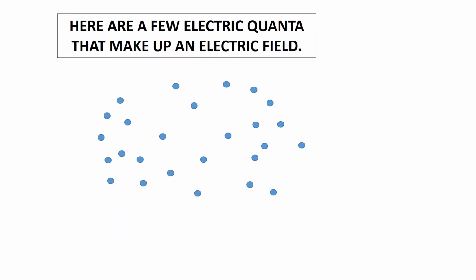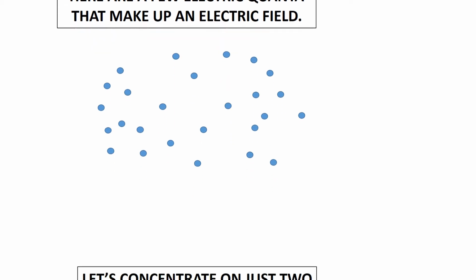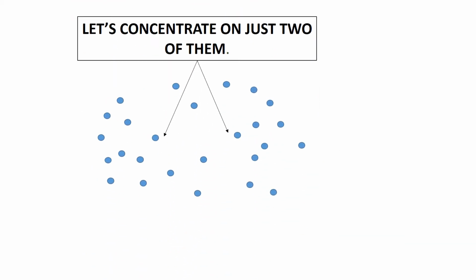Here are just a few electric quanta that make up an electric field. They are, of course, incredibly highly magnified, but we need to see what is going on. The field that we are going to look at has only negative electric charge. We will see later, when we come to build atoms, why this is a useful choice. Let's concentrate on just 2 of them.